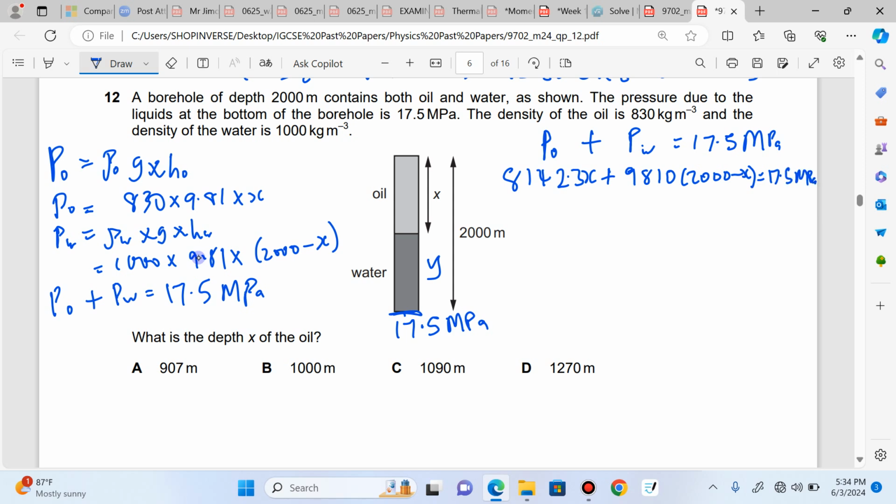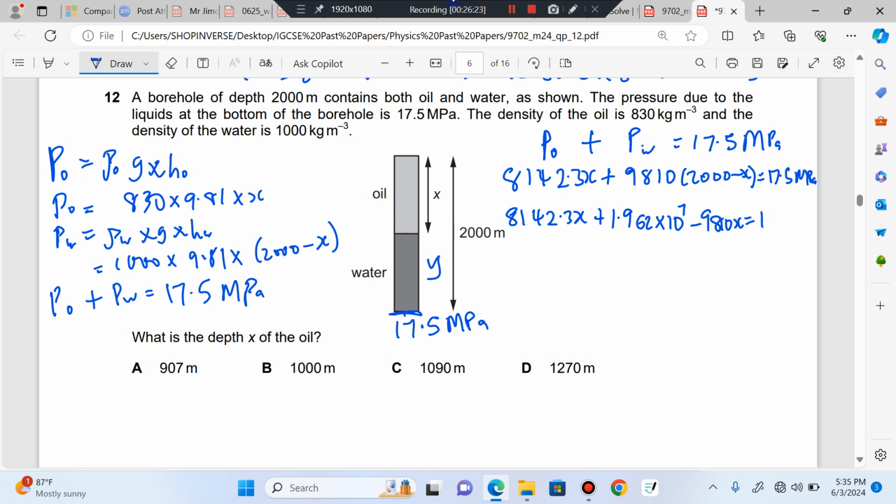So what do I have here? That will be 8142.3x plus, now I'm going to expand this. When I expand this, what will I get? If I open the brackets, I will have 1.962 times 10 raised to power 7 minus 9810x. This should give me 17.5 times 10 raised to power 6. Since it's megapascal, mega is times 10 raised to power 6.